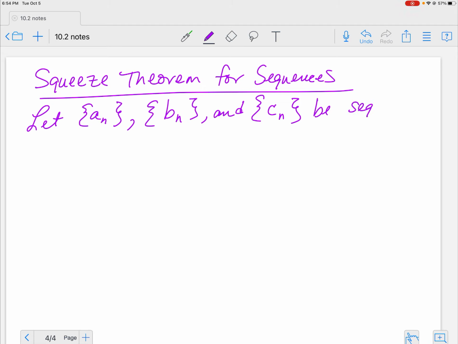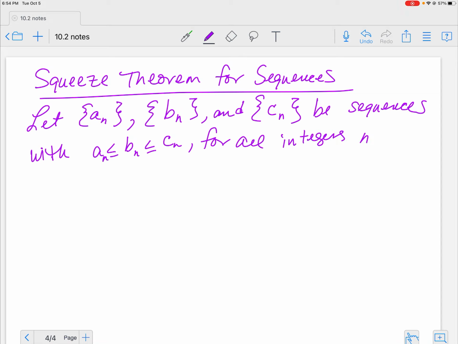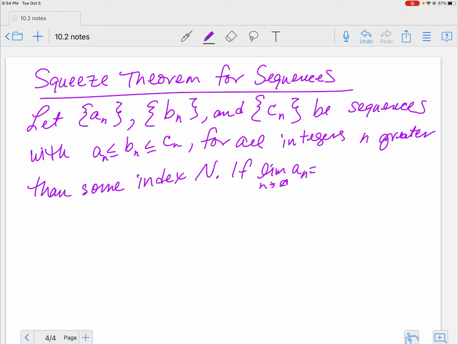B sequences with this order: A sub n is less than or equal to B sub n, which is less than or equal to C sub n, for all integers n greater than some index capital N. If the limit as n approaches infinity of A sub n equals the limit as n approaches infinity of C sub n, which equals some value L, then the limit as n approaches infinity of B sub n also equals L.